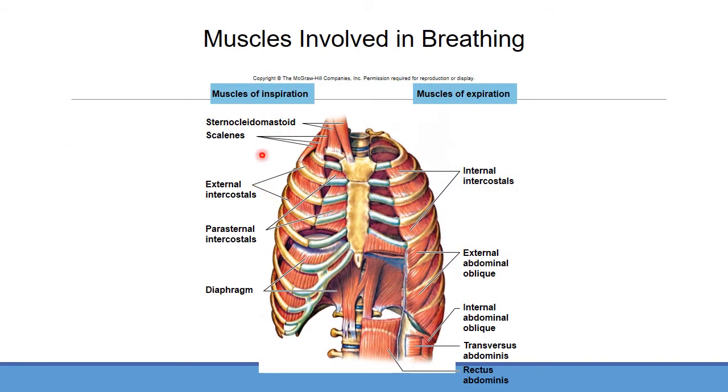Okay, so again, just another picture showing the same thing here. Just notice how your abdominal muscles and the internal intercostals are going to be useful for expelling that air. The external intercostals, your sternocleidomastoid, your diaphragm, all of that is going to be useful for inspiration.